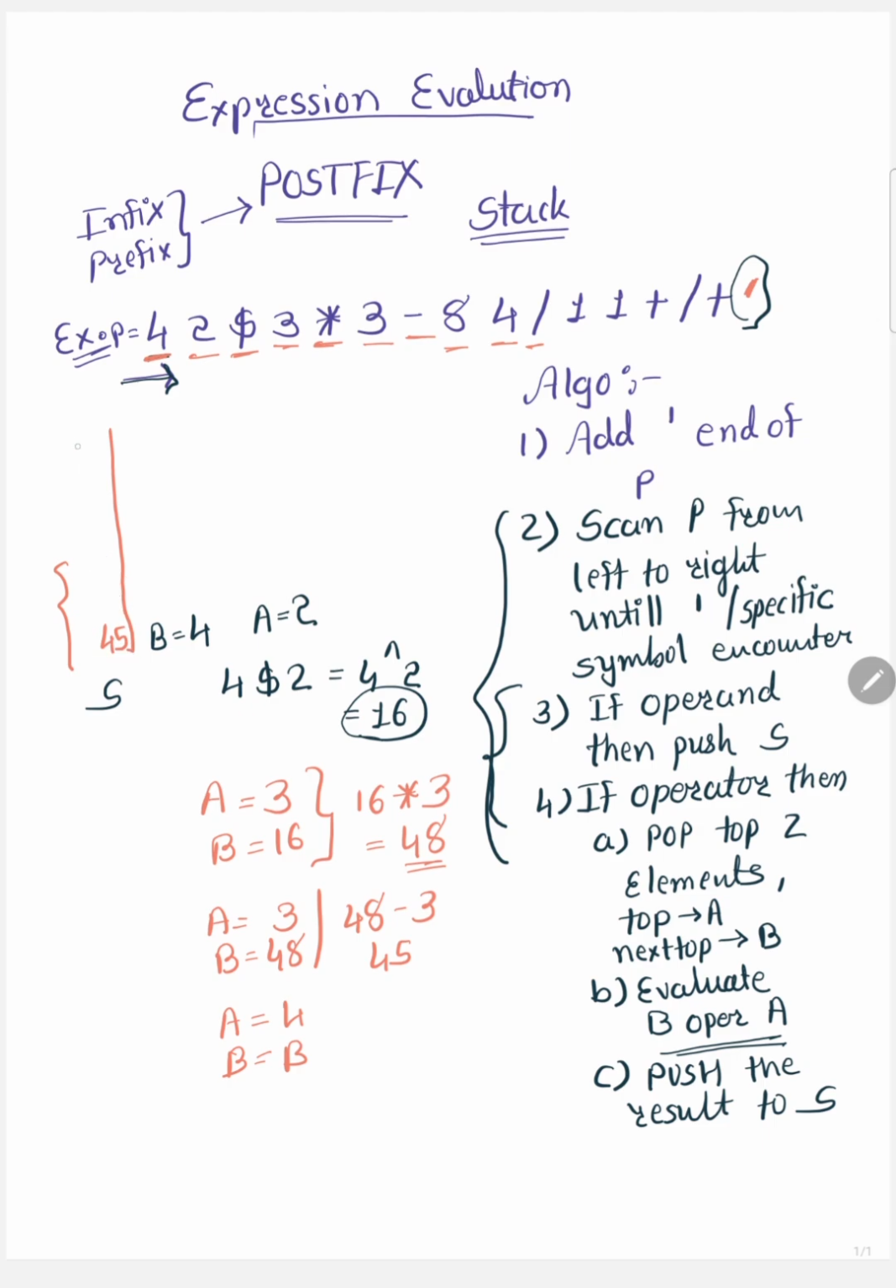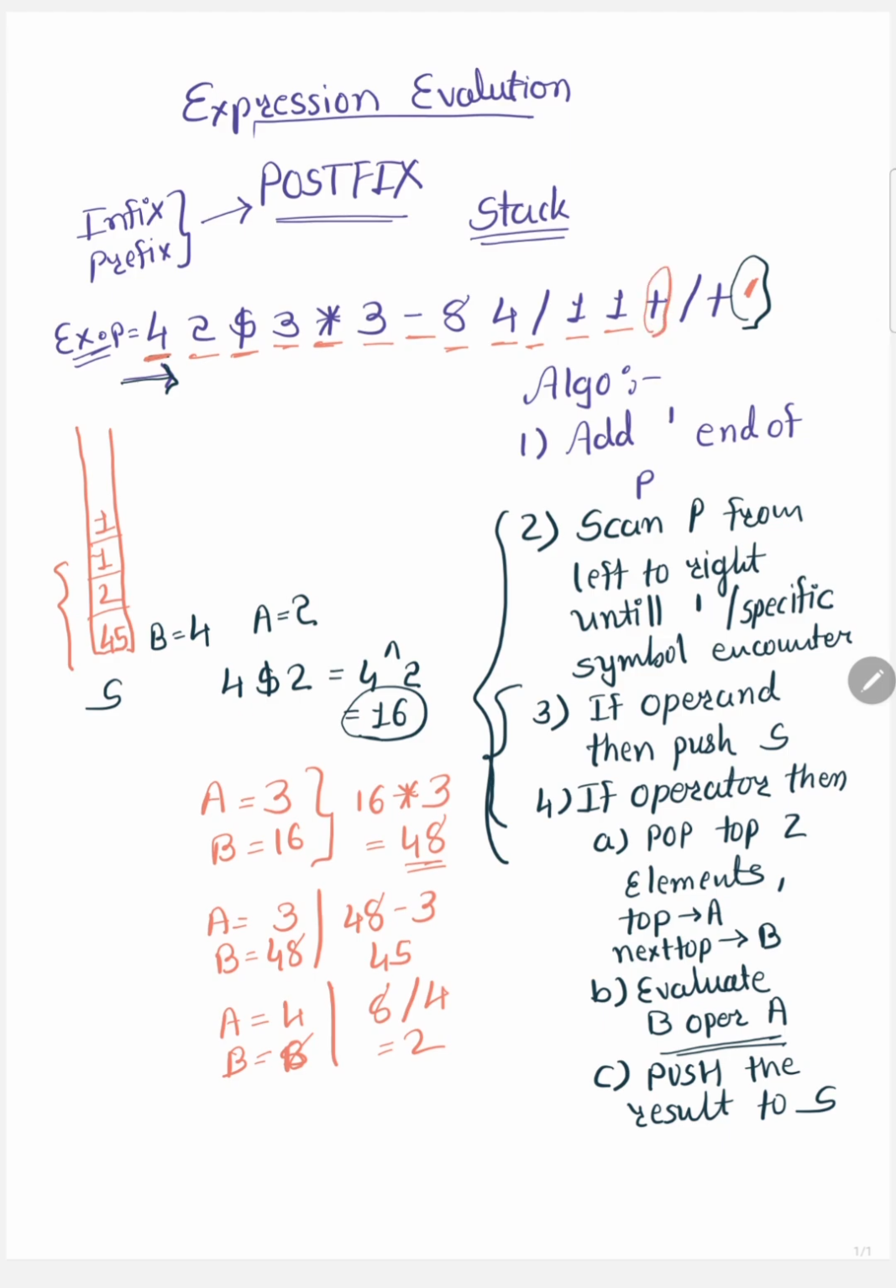I just pop it out and I need to perform B operator A, right? So this is 8, right? So 8 divided by 4, so I'm getting 2, right? So this 2 I'm pushing over here, right? Next, again I'm having an operand, that's a 1, so simply push it. Again I'm having 1, simply push it.